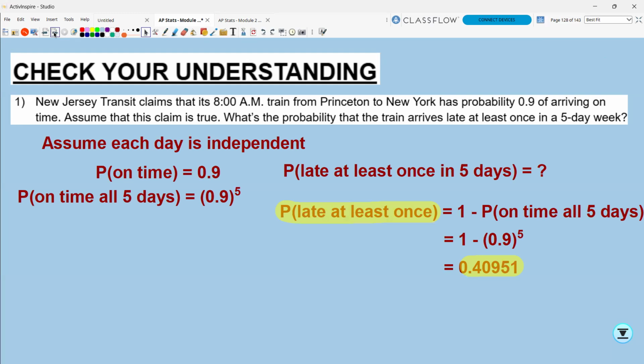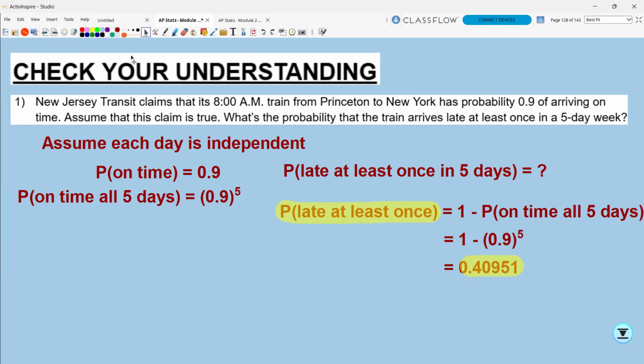Well, in this case here, we want to assume each day is independent. So the probability of being on time is 0.9. The probability of all 5 days being on time is 0.9 to the 5th power. We want to know what's the probability of at least one time being late in those 5 days.